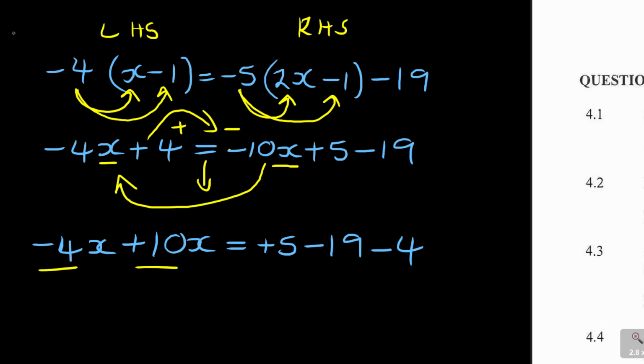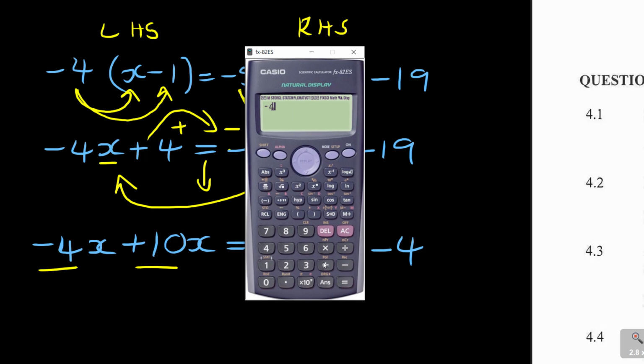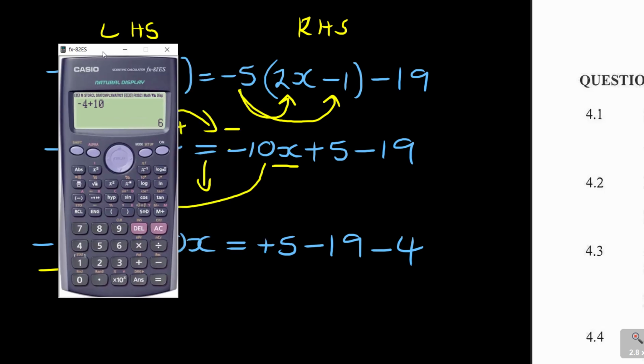And then from there, you are also going to say plus 5 minus 19 minus 4. So the calculator, guys, is always handy in this case. So let's do it. Say minus 4 plus 10. It gives me the answer. And then on the other side, give me a 6. I'll say 5 or plus 5 minus 19 minus 4.